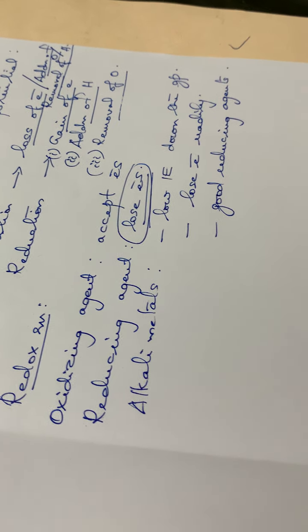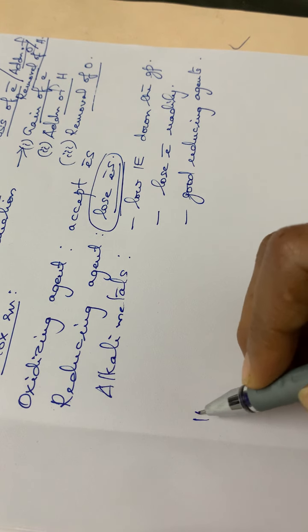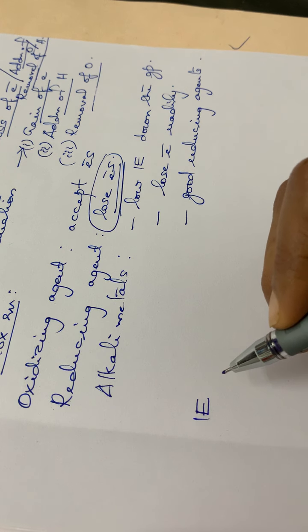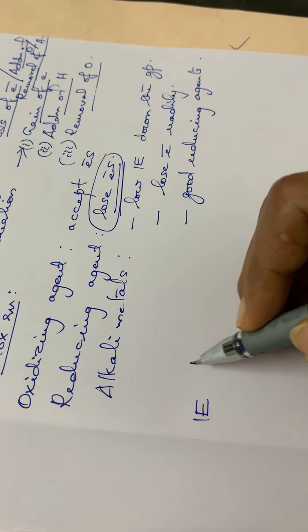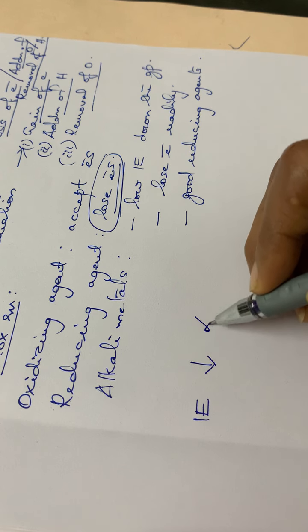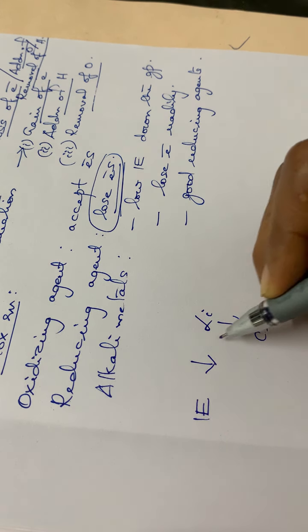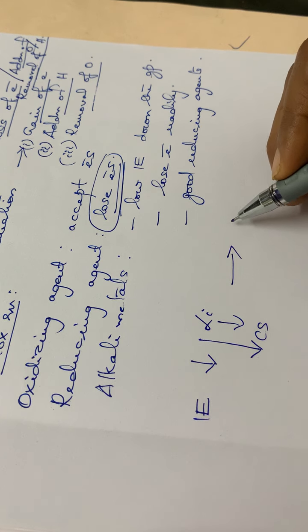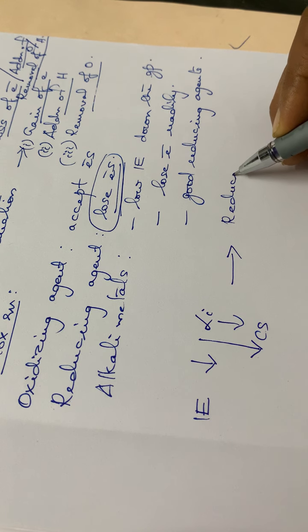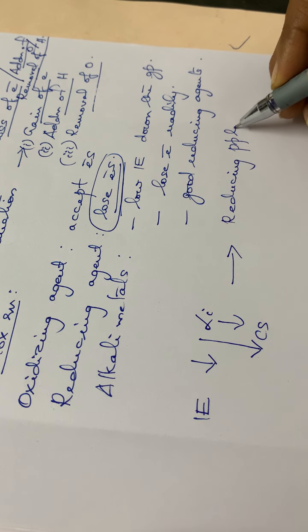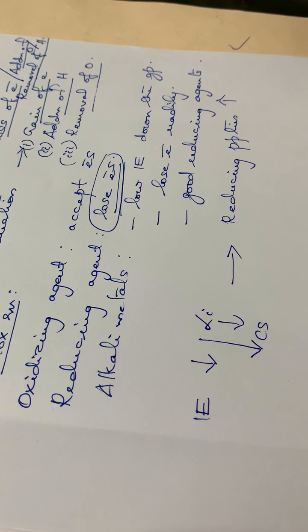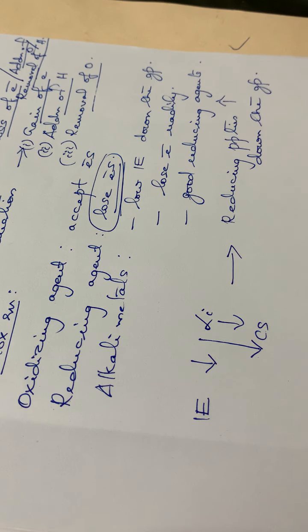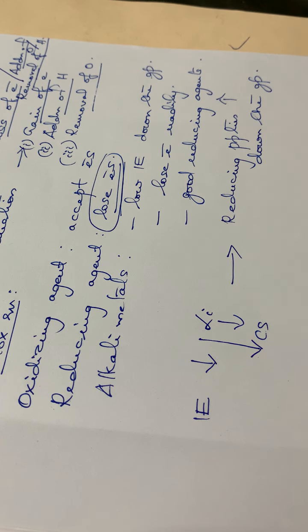Okay. And also see the trend of this reducing property. What is the nature of ionization energy? While moving down the group from lithium to cesium, ionization energy decreases, and therefore we can say that the reducing property increases down the group. Okay.